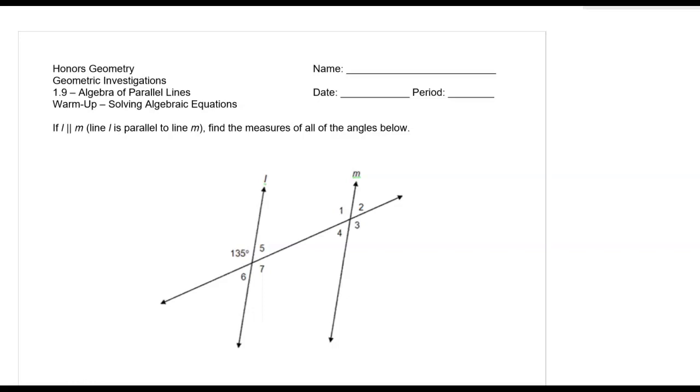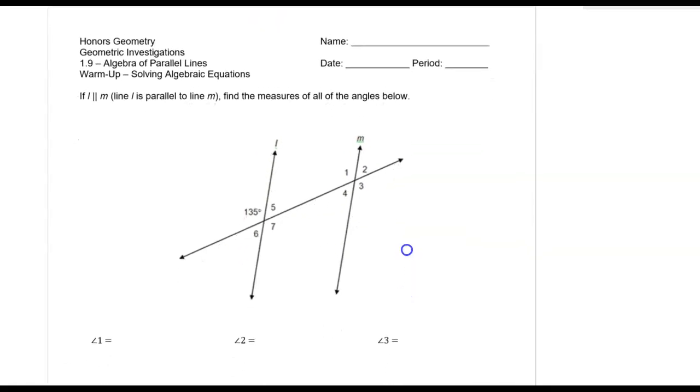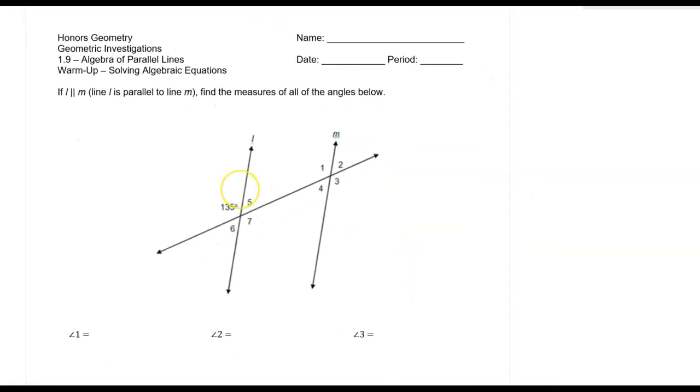Notes on 1.9 are on algebra of parallel lines. Let's start with a warm-up. If line L is parallel to line M, find the measures of all of the angles below.